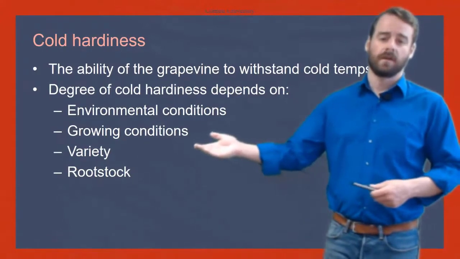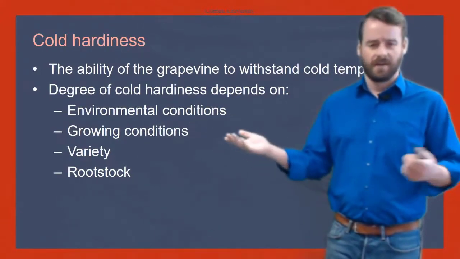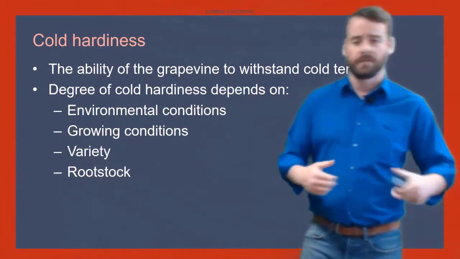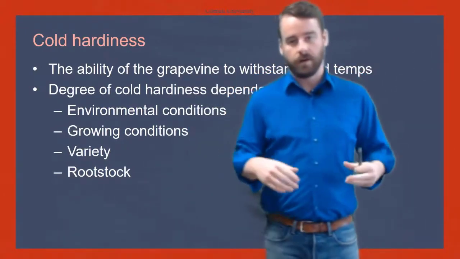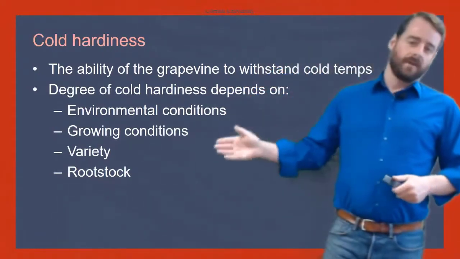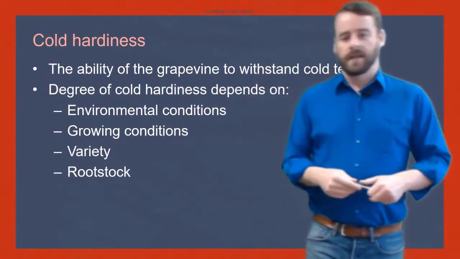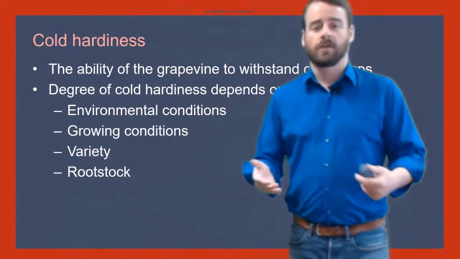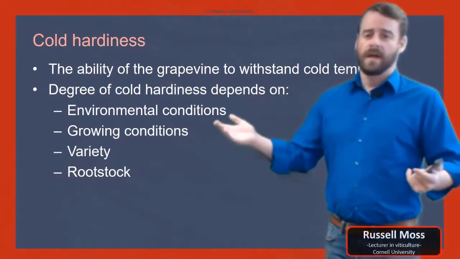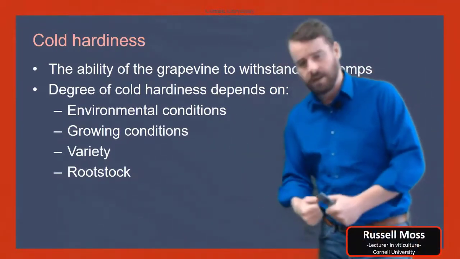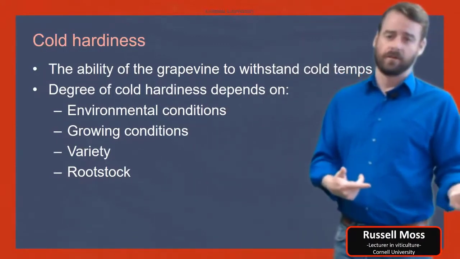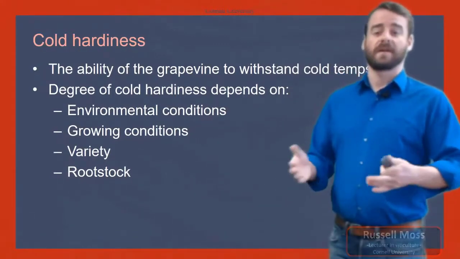Growing conditions and environmental conditions are roughly the same. But if a vine is very vigorous, which means it's a fast grower, it also tends to be relatively less cold hardy than other vines. Of course, the inverse is true as well. If a vine is very stressed and stunted, it's not going to be very cold hardy either. So we're shooting for something in the middle.